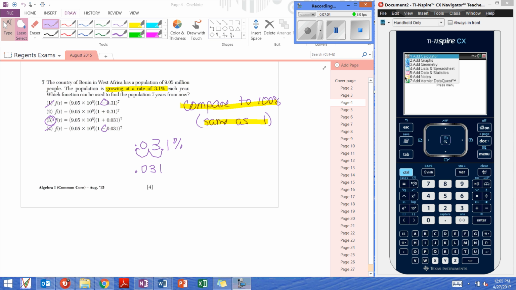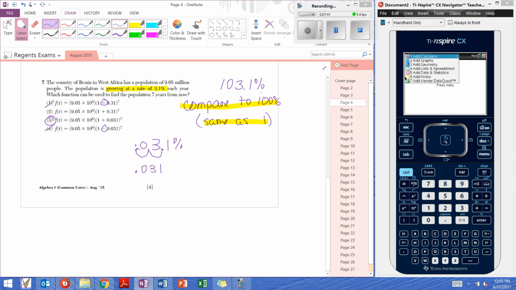With question number 7, you can see that the way that they wrote out 9.05 million is the same in every single answer choice. So that is not really what we're being tested on here. What they want you to do is understand that when the population is growing at a rate of 3.1%, we're really comparing this to 100%. So this is a growth of 103.1%.